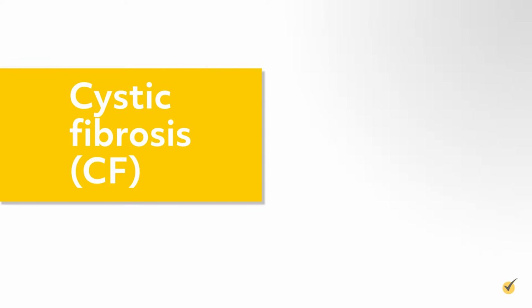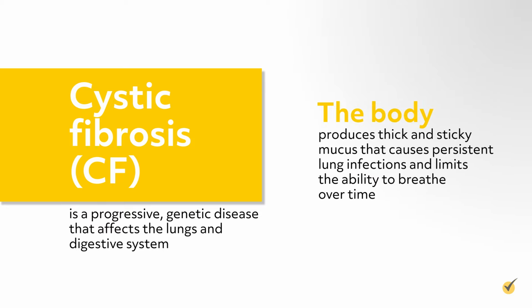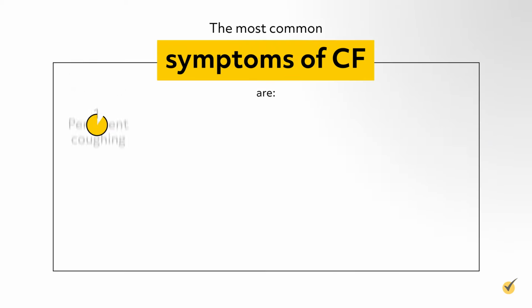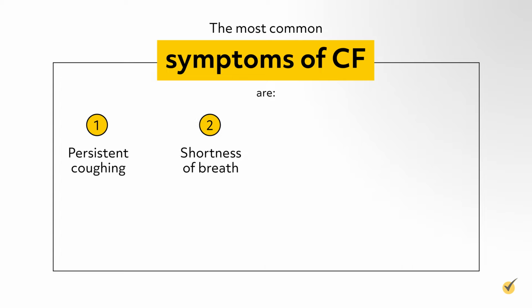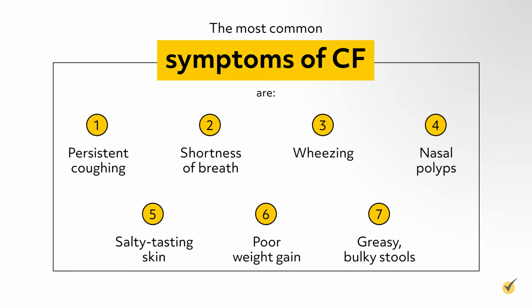Cystic fibrosis, or CF, is a progressive genetic disease that affects the lungs and digestive system. The body produces thick and sticky mucus that causes persistent lung infections and limits the ability to breathe over time. The most common symptoms of CF are persistent coughing, shortness of breath, wheezing, nasal polyps, salty tasting skin, poor weight gain, and greasy, bulky stools.